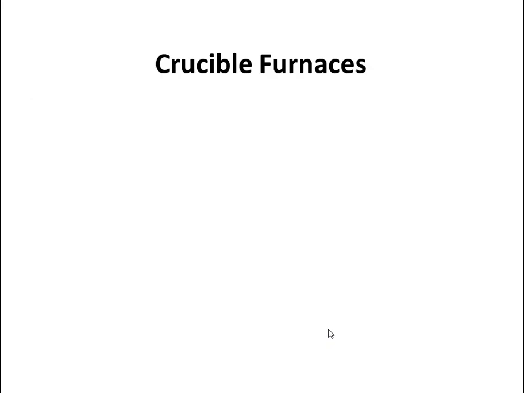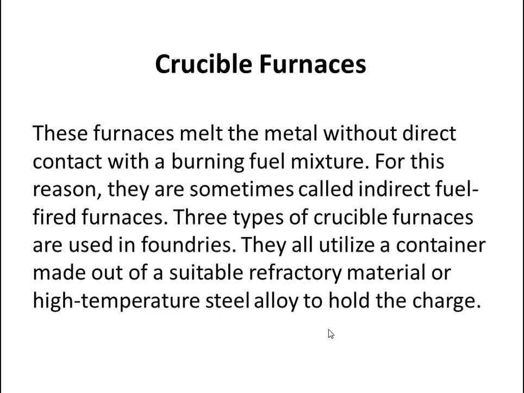Let's talk about crucible furnaces. These furnaces melt the metal without direct contact with a burning fuel mixture. For this reason, they are sometimes called indirect fuel-fired furnaces. Three types of crucible furnaces are used in foundries. They all utilize a container made out of a suitable refractory material or high-temperature steel alloy to hold the charge.